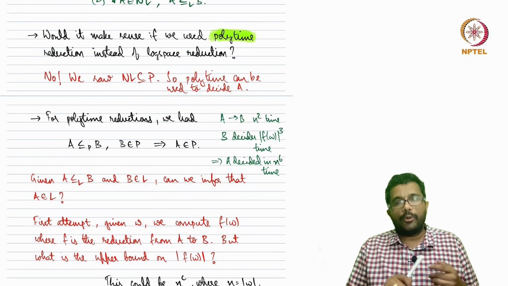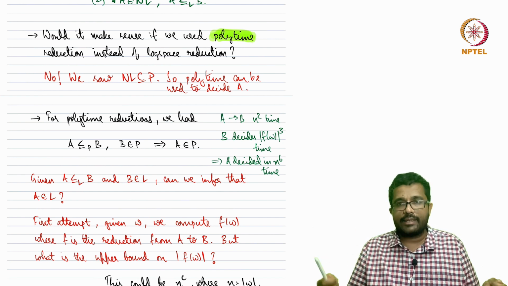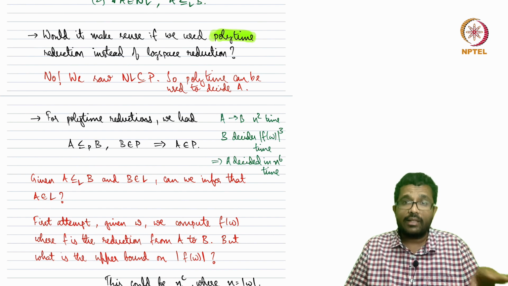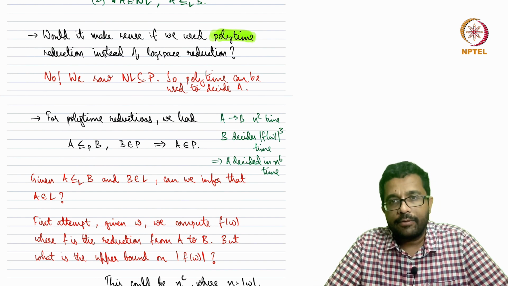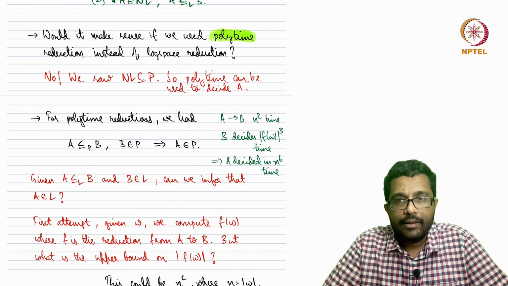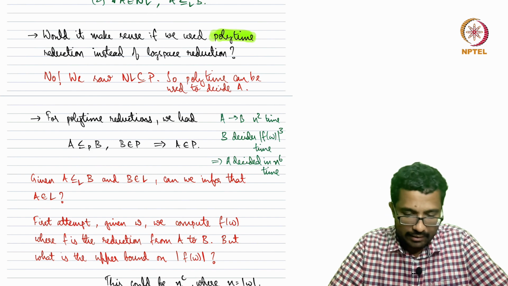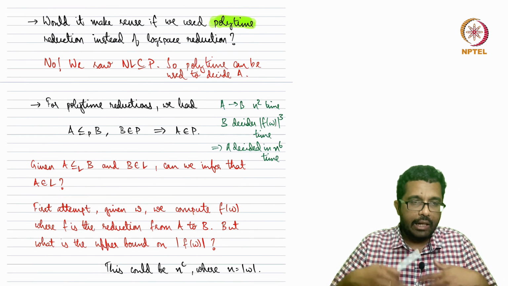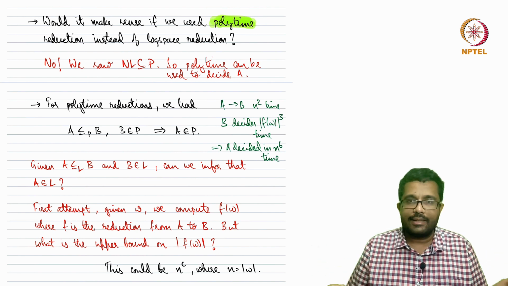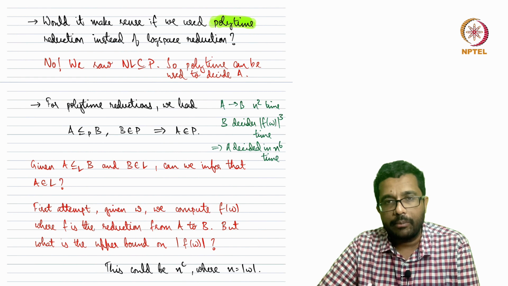Because you have to take the cube of n square. The B instance itself could be as big as n squared. It need not be as big, but in the worst case it could be. And then the running time of the B decider is cubic in the length of the instance. So n squared cube is n power 6. So anyway, the thing is n power some constant, it's still polynomial time, right? So we have a decider for A in polynomial time.